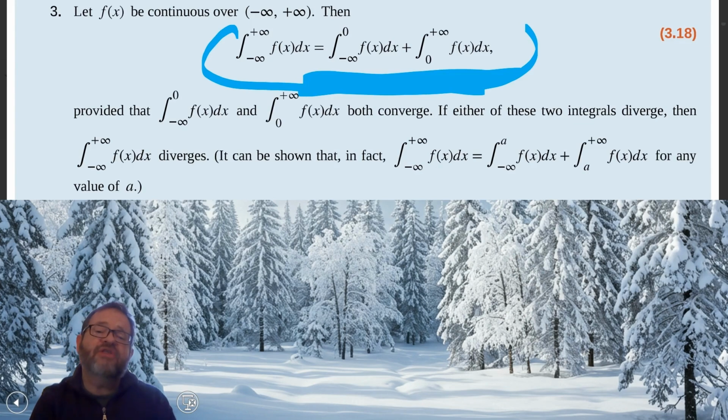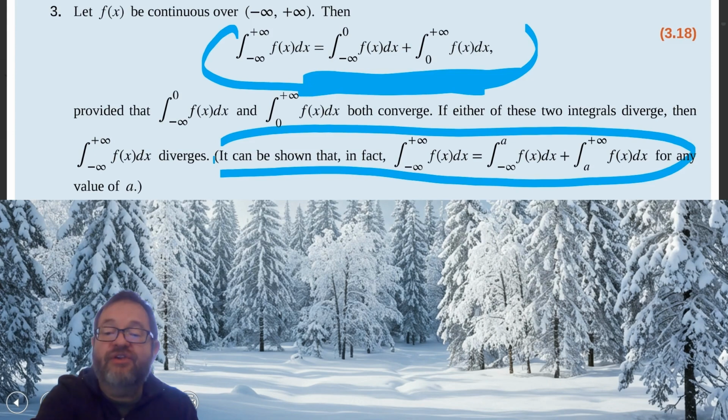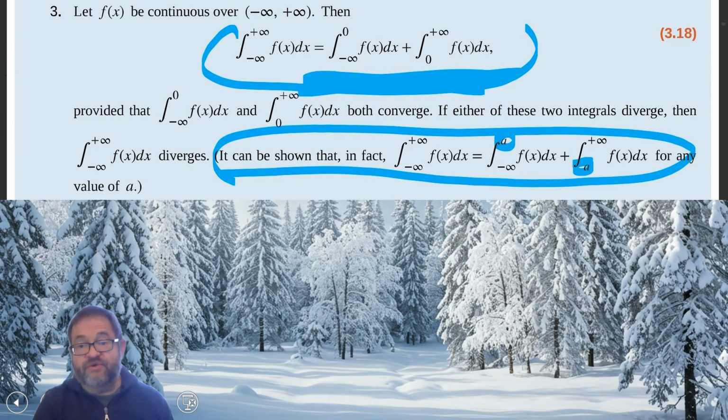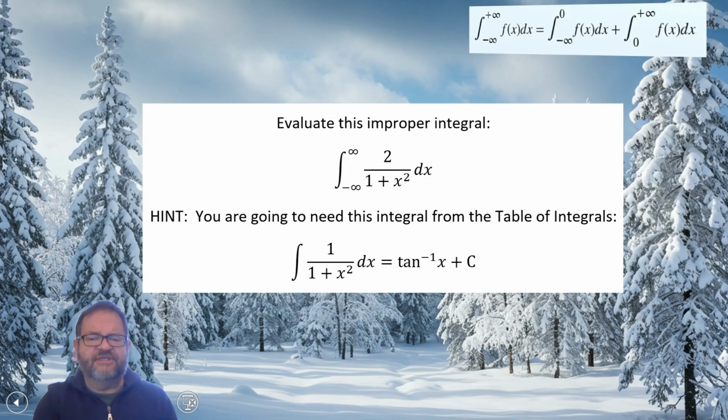So here, they recommend breaking up into an improper integral that goes from negative infinity to 0 plus an improper integral that goes from 0 to infinity. And breaking it up at 0 is actually a good idea because often the integral is just awfully easy to evaluate at 0. Although, as it points out, actually any value would work between positive and negative infinity. It's just that most of the time, your best option is 0.